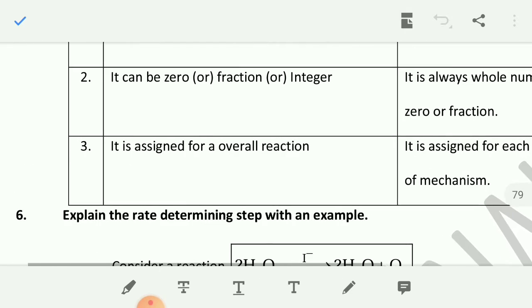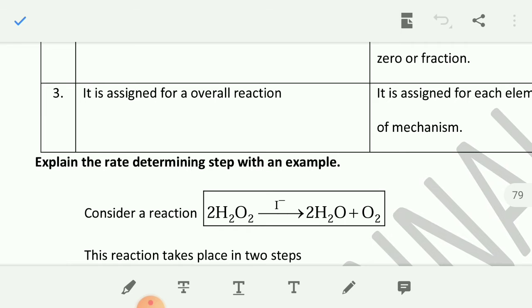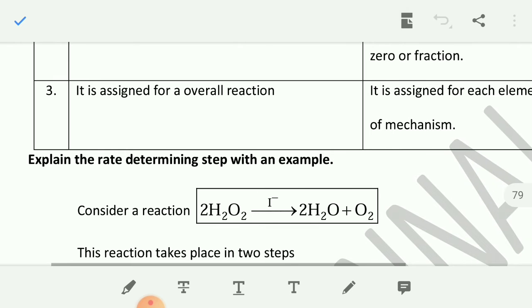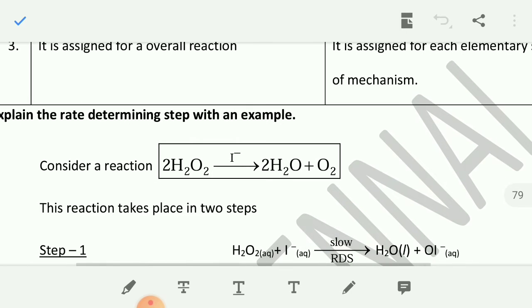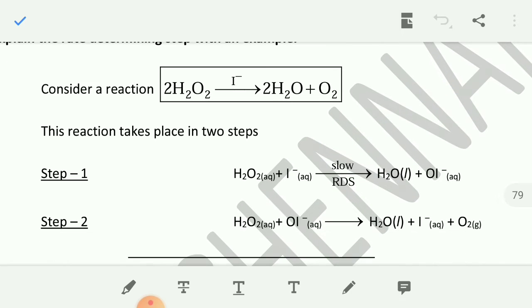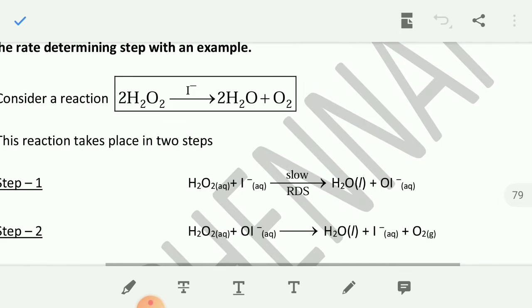Sixth question: explain the rate determining step with an example. Consider the reaction 2H2O2 gives 2H2O plus O2, where iodide is a catalyst. The reaction takes place in two steps. Step 1, H2O2 plus I. Some reactions occur very slowly and some occur very fast.